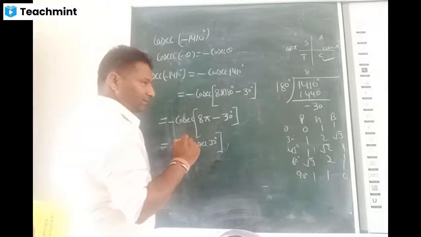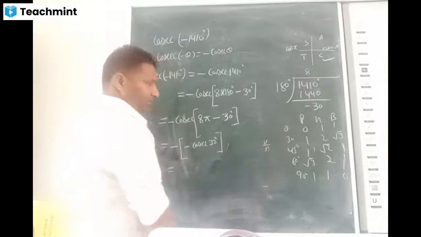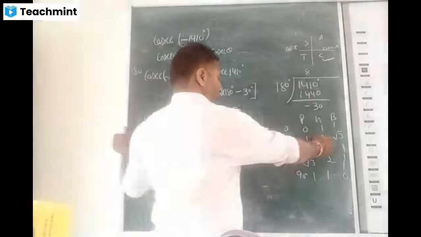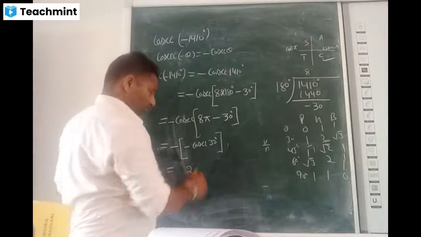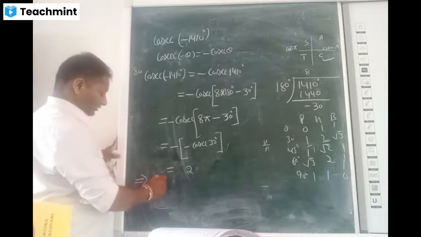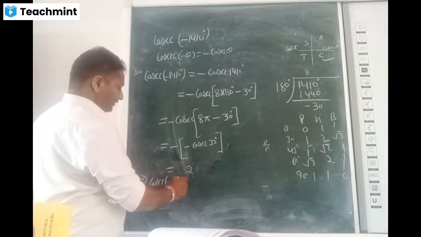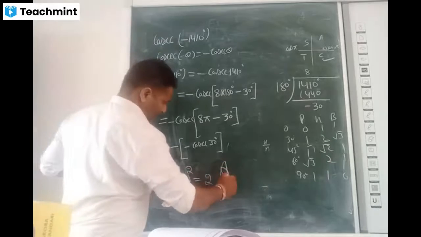Minus becomes minus, and cosec 30 degree means hypotenuse upon perpendicular, h upon p. That is 2. So this implies from here cosec of minus 1410 degree is minus 2.